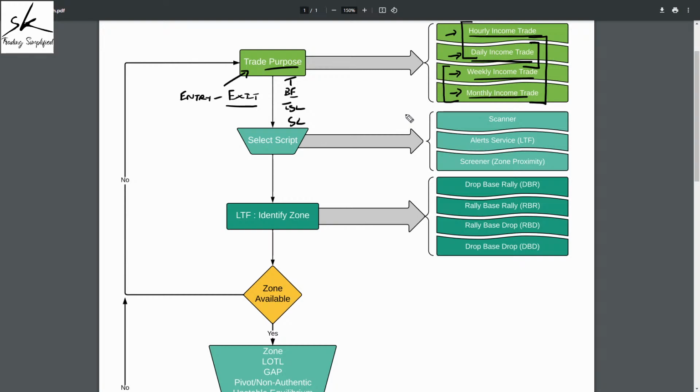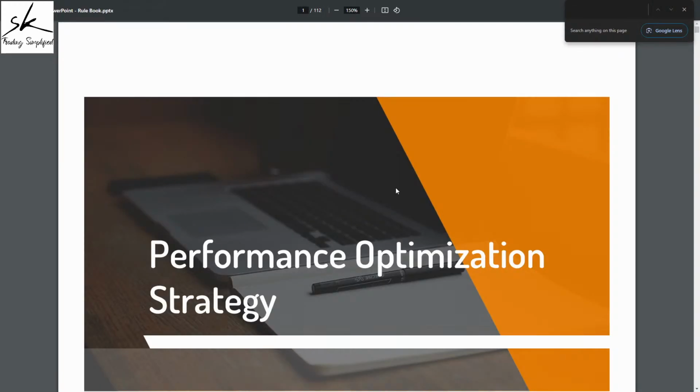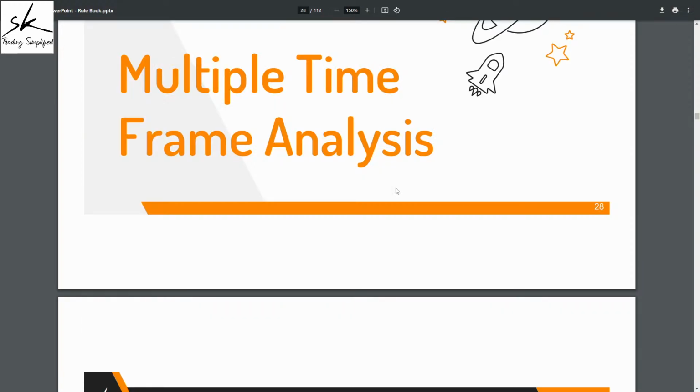So step one is I need to define my trade purpose, and let's assume I opted: I want to plan monthly income trades. Now, once I have selected my purpose of trade, what is going to happen? From the rule book, I'll get to know what time frames I should be using. So if you go to page number 28 in the rule book, we start with the topic, which is multiple time frame analysis, because demand supply methodology is not based on single time frame. Demand supply methodology is based on multiple time frame analysis.